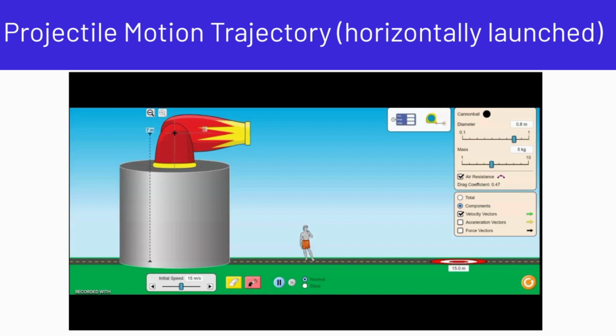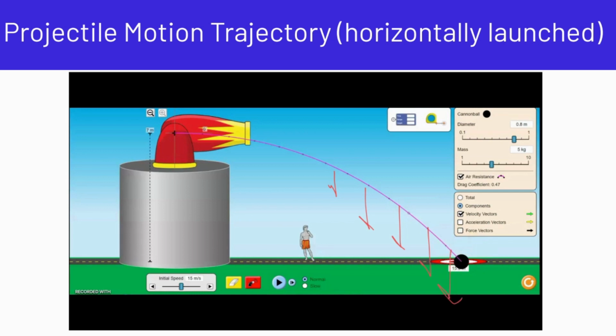So there's no vertical velocity for this projectile. We can see it just comes out here and is launched horizontally. And here we'll look at it as it goes slowly. You'll notice as it moves that the horizontal velocity vector is constant, but as it goes down, the vertical velocity vector gets longer and longer as it moves down.